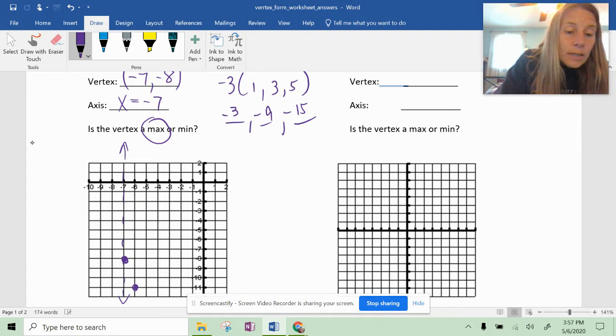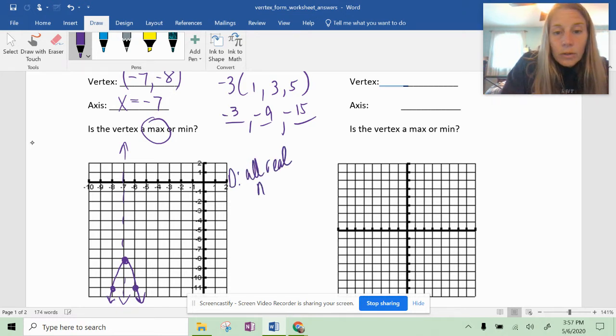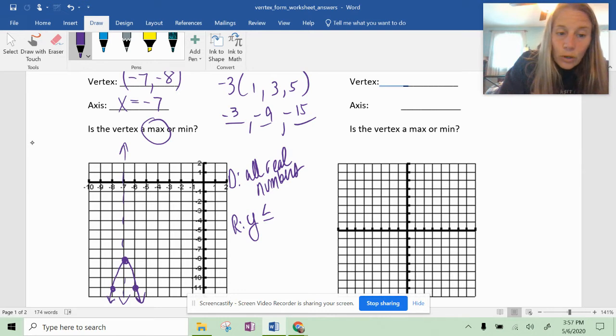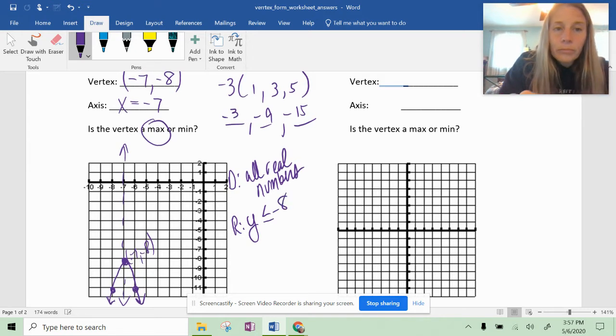From the vertex down 3 over 1 on the other side should be that symmetrical point on the other side of the axis of symmetry. And there is my parabola. The domain is what, everyone? That's right, all real numbers. That is going to be the same every single time. And my range is going to be y is less than or equal to, because it's going downward, it's going to be less than or equal to this -8. That's our y value there.